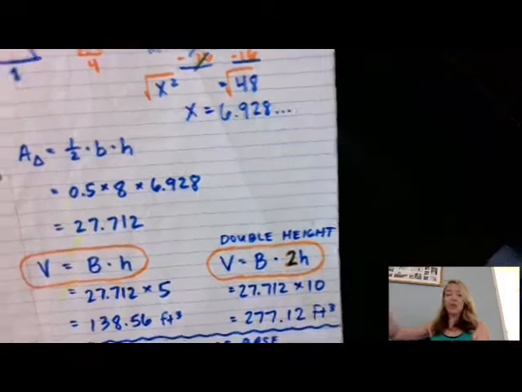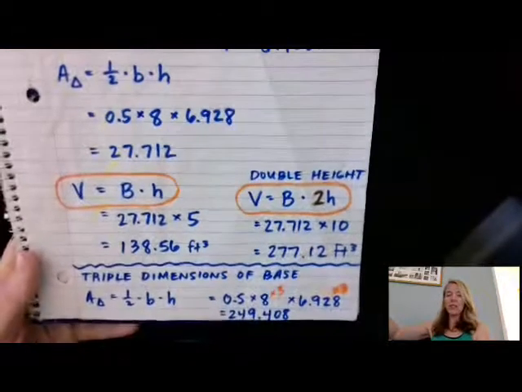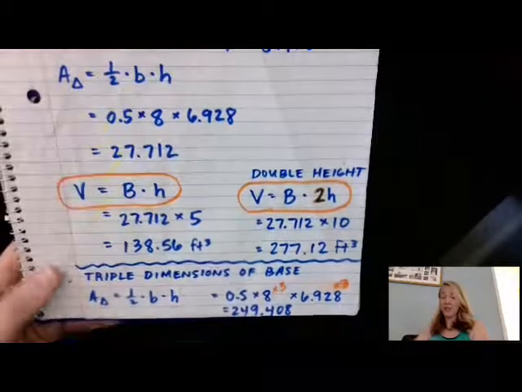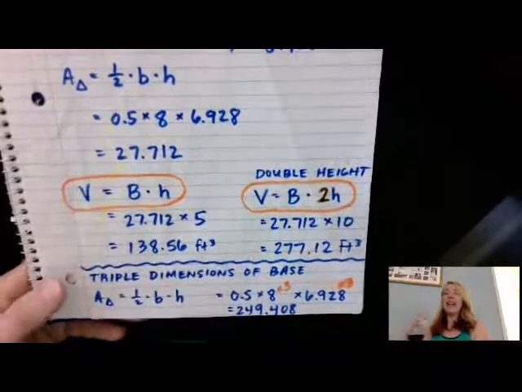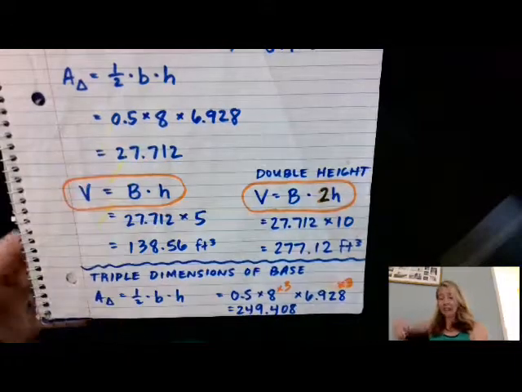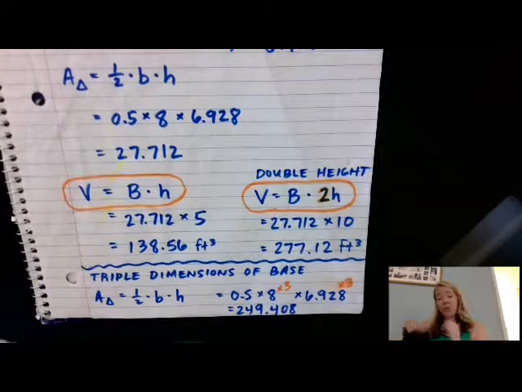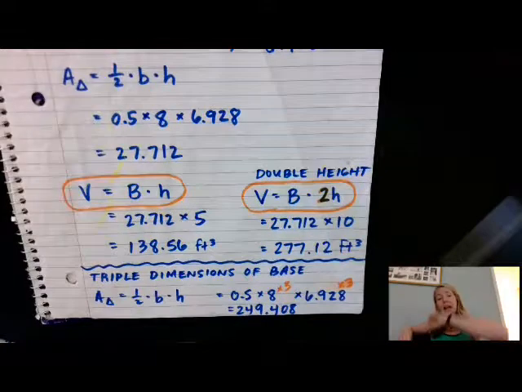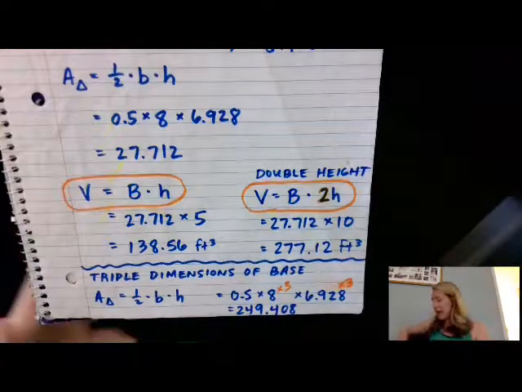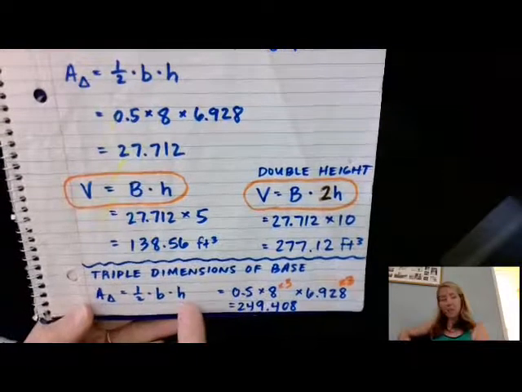Now the last part of the question is the trickiest part. It says, okay, well, what if we tripled the dimensions of the base? Okay, we're not changing the height or how many are in our stack, so it's a little bit more complicated. You have to go back to the base, okay, back when we were doing area of that flat triangle pancake. And on there, again, it was 1/2 base times height, right?